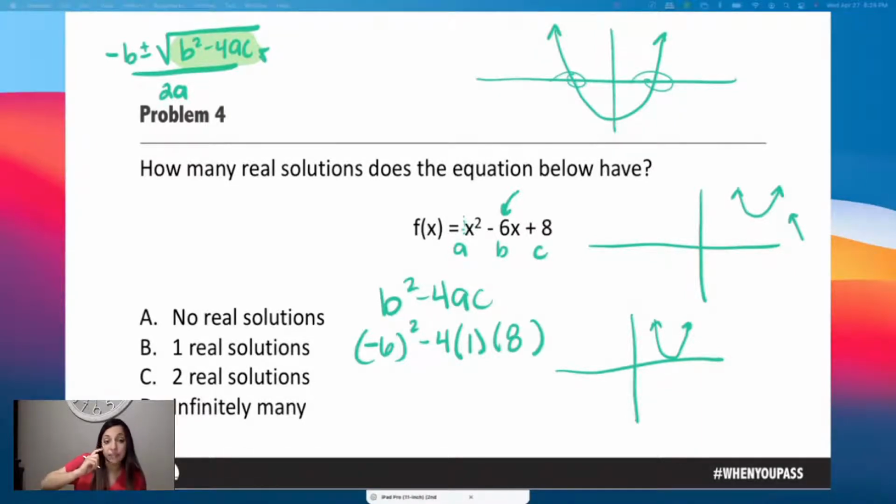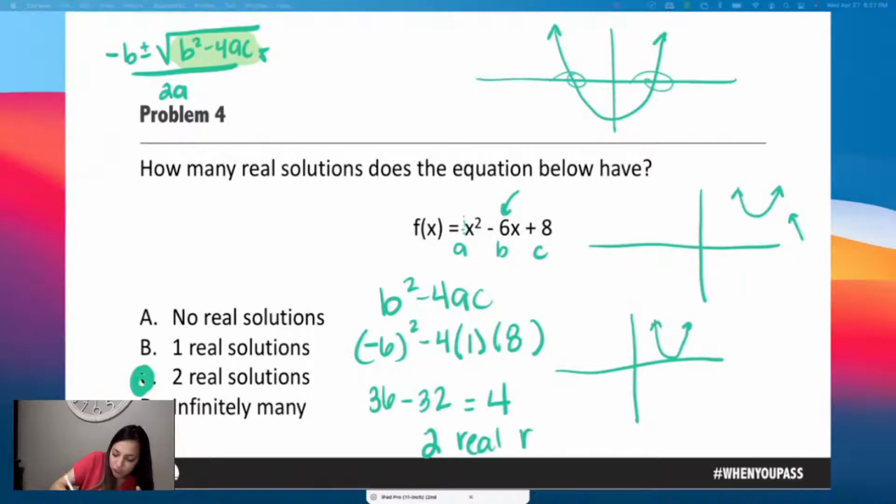Negative 6 times negative 6 is positive 36. Negative 4 times 1 is negative 4, and negative 4 times 8 is negative 32. 36 minus 32 equals 4. Now, because I got a positive real number, I'm going to have 2 real solutions. Here's why. Can I take the square root of 4? I can. So I'm actually going to have 2 real rational solutions. Sometimes they might throw that word in there too.